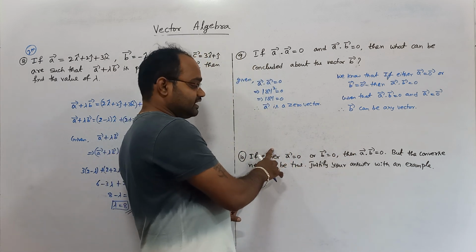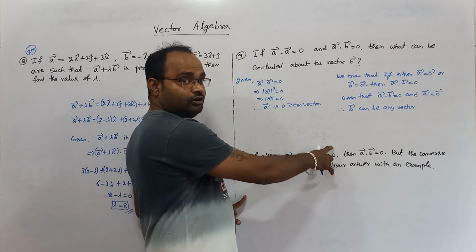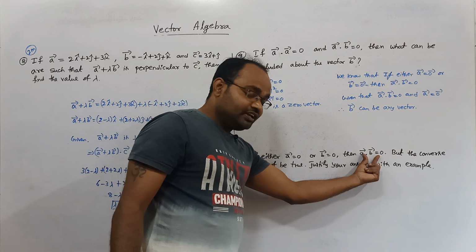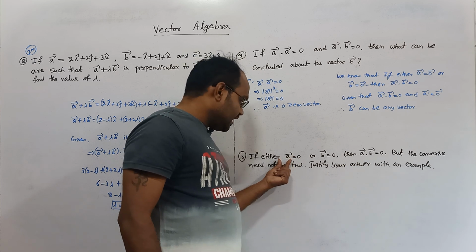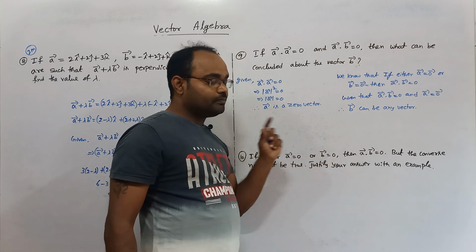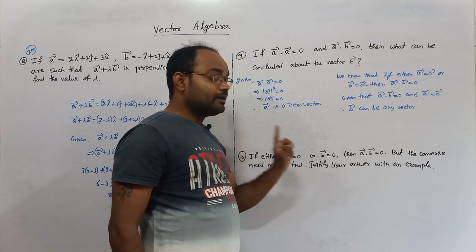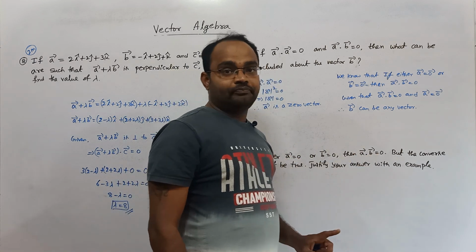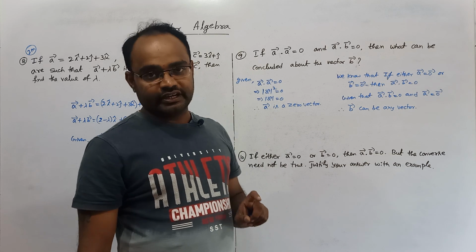If either vector A equal to 0 or B equal to 0, then A dot B should be 0. Converse means, if A dot B is 0, we need not have either A equal to 0 or B equal to 0. Even when both are non-zero, the dot product is 0 in case of the perpendicularity condition.